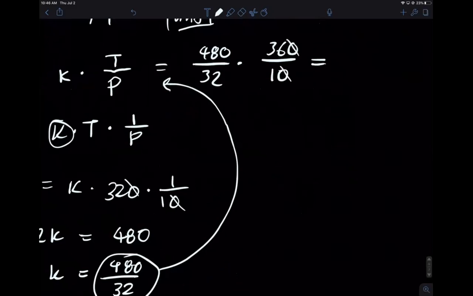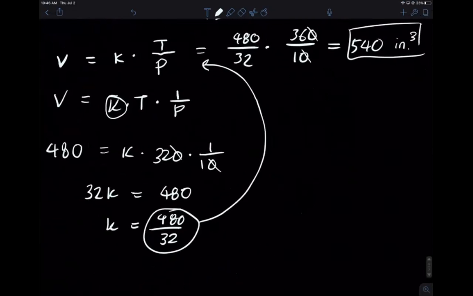And we should get 6 over 32. All right, I think we should get 540. And we can't forget the units, so it's inches cubed. So that's how we get our new volume, number 26. So I think that's why the answer is D, 540 inches cubed. Yeah, it's that.